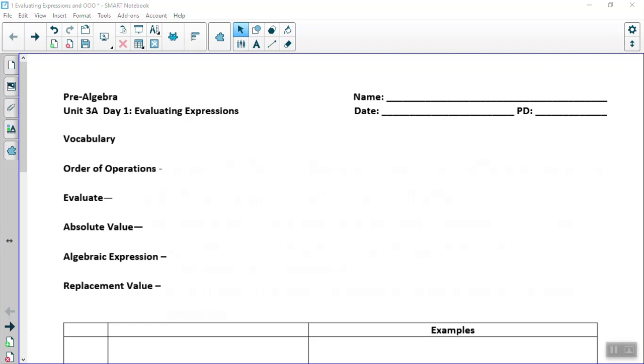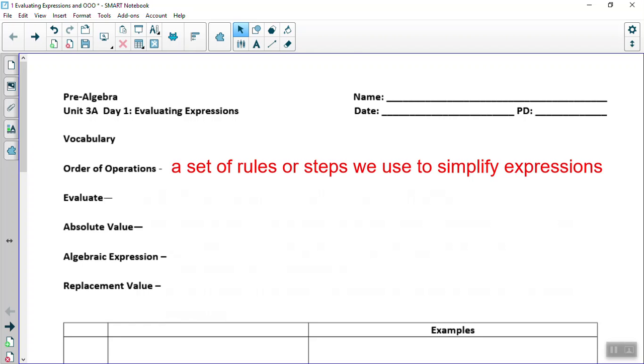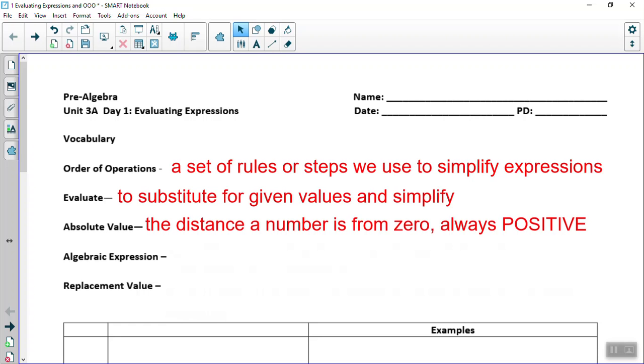Evaluating expressions means that we're going to be utilizing our order of operations, which is a set of rules or steps we use to simplify expressions. Evaluate means to substitute for given values and then simplify. One of the operators that we use is called absolute value. Absolute value is the distance a number is from zero, and it's always positive.